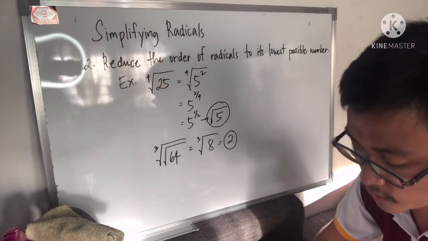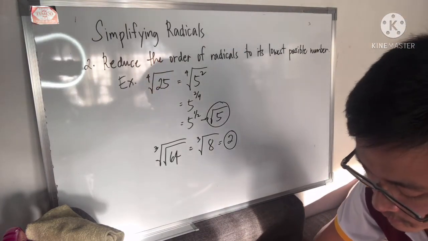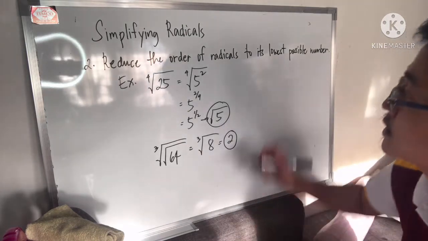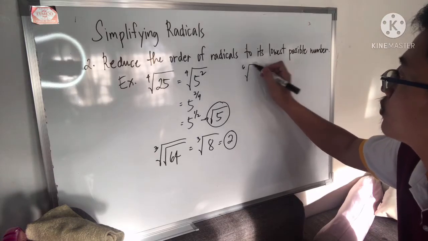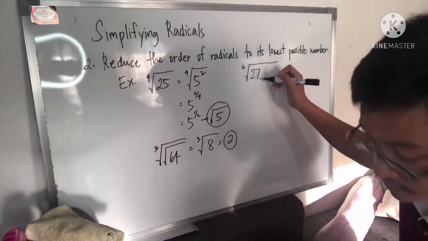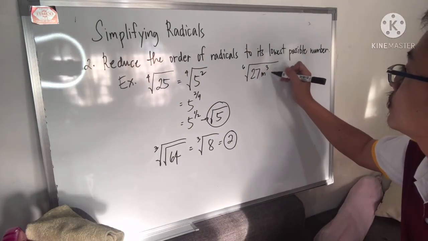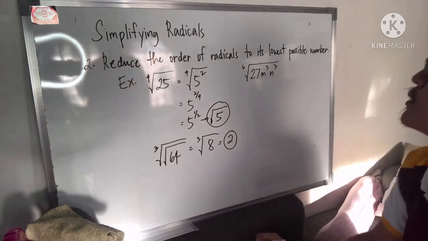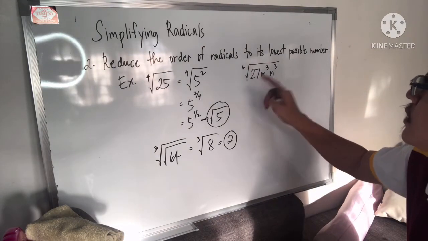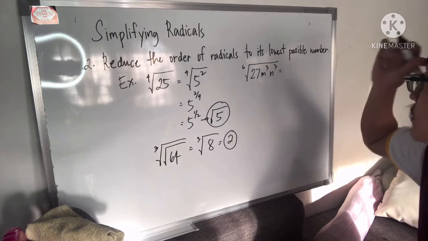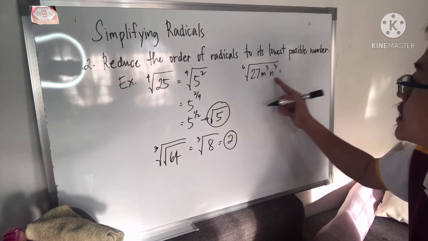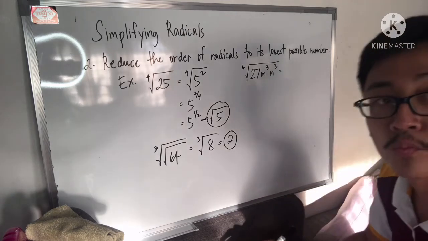And let's try it with variables. Let's say you have the 6th root of 27m cubed n cubed. So, you'll notice that the index is higher than the exponents inside the radical sign. So, what we'll do first is express this as a power of cube.